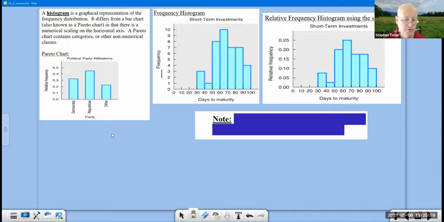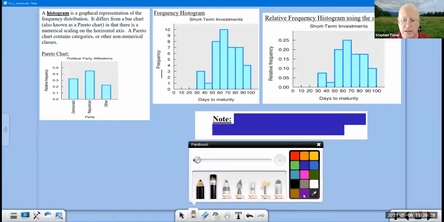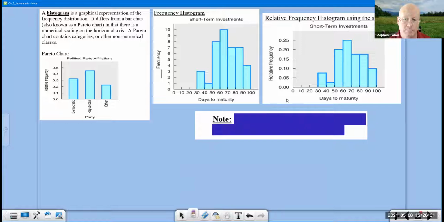Now, a histogram, as you see listed here, is a graphical representation of a frequency distribution, and it differs from a bar chart, also known as a Pareto chart, in that there is a numerical scaling on the horizontal axis. This is a Pareto chart down below because there's no scaling. It's got Democratic, Republican, and other. When we do have scaling across the bottom, as we have in these next two pictures, then we are dealing with histograms instead.